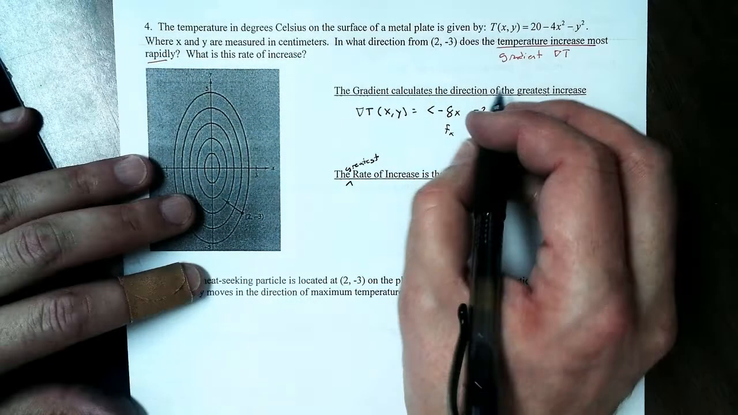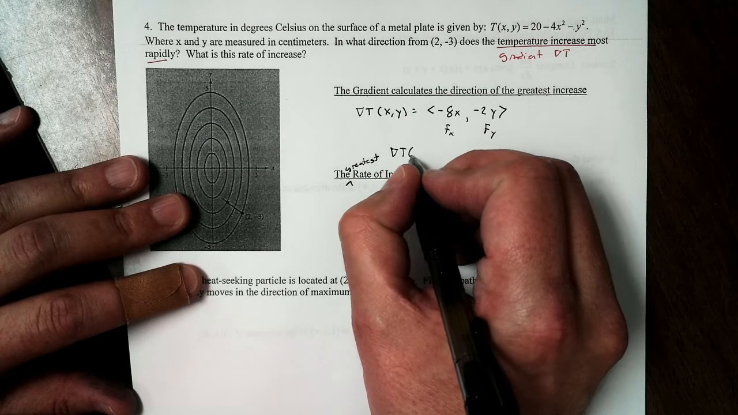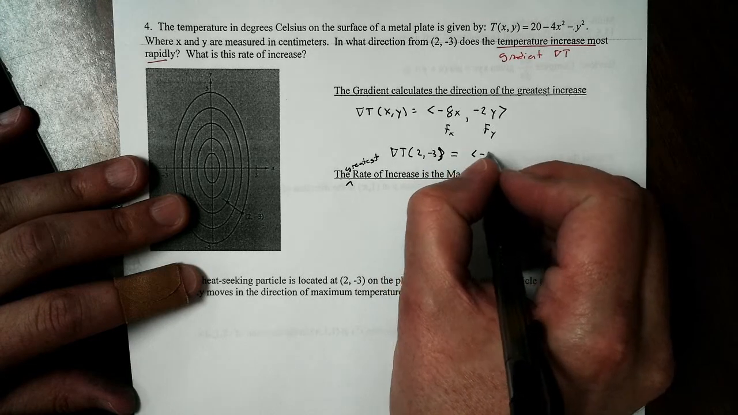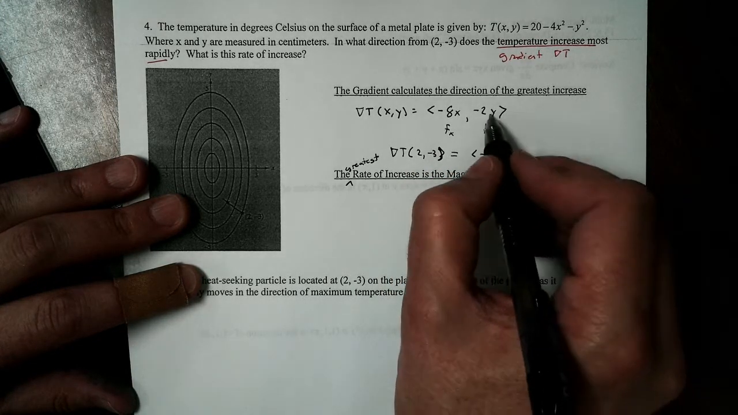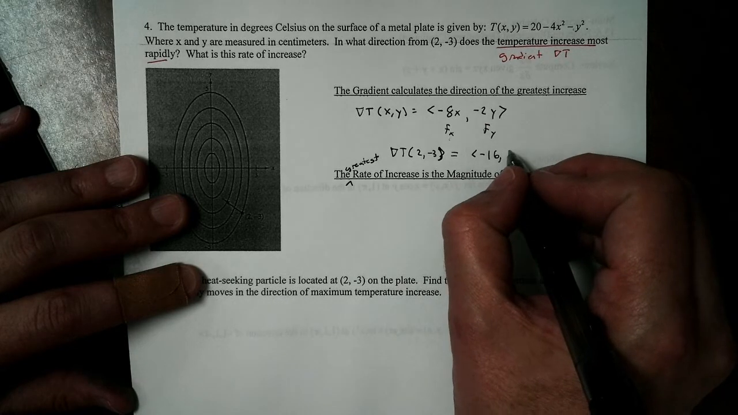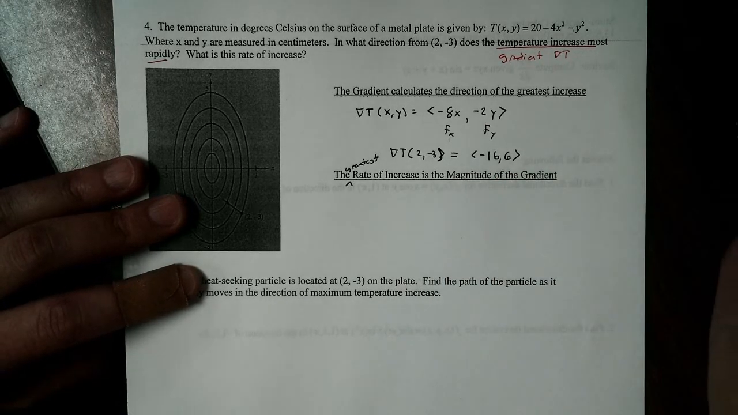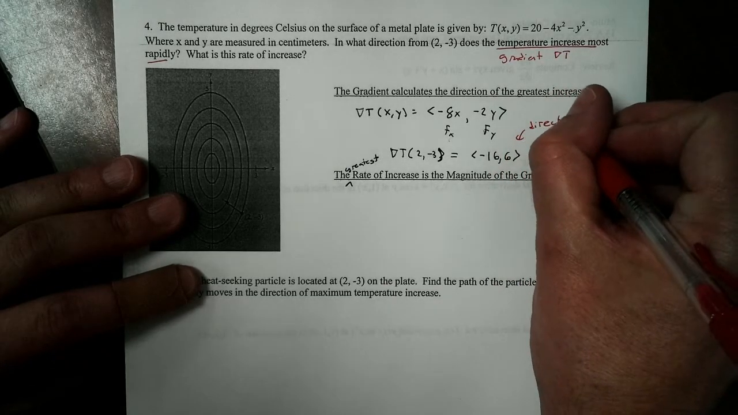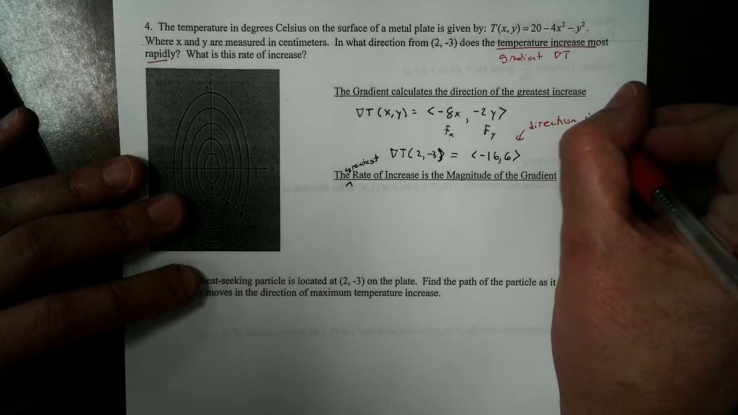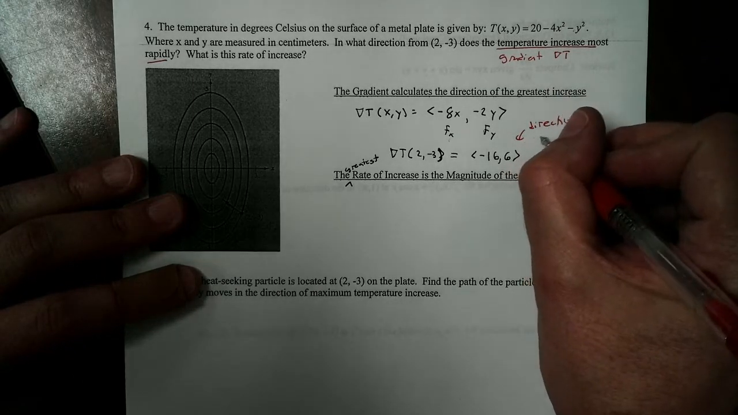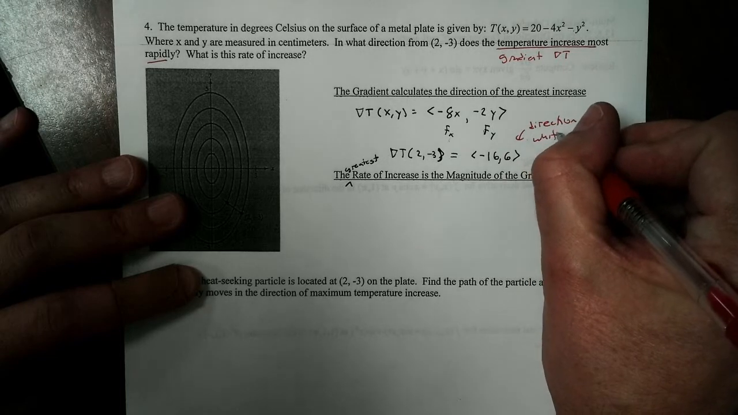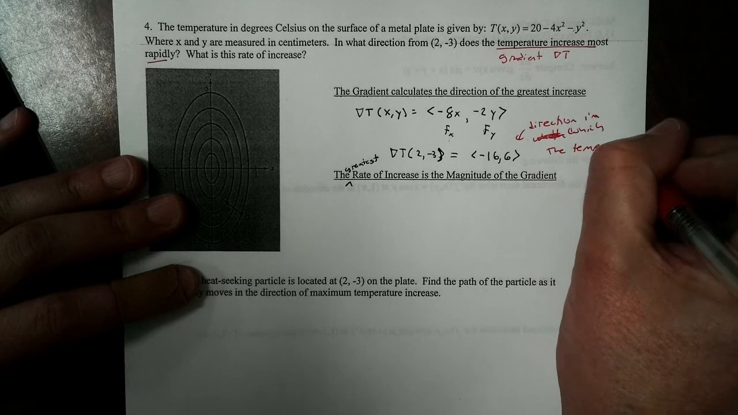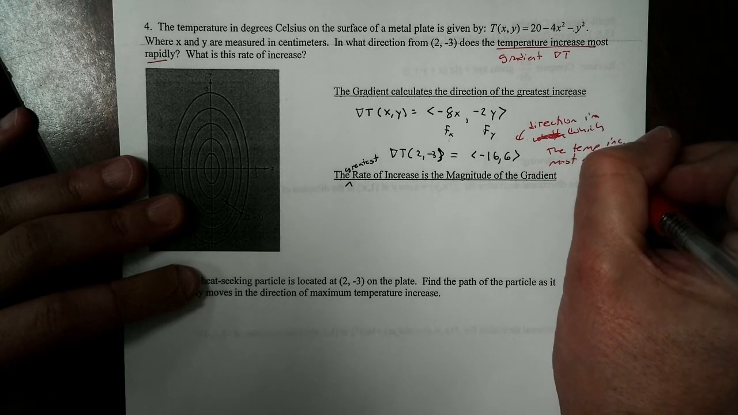We are at the point (2, -3), so let's go ahead and plug that in. If we do this, we get -16. Plug in -3 for y, we get 6. And what this tells us is the direction. This gives me the direction in which the temperature increases the most rapidly.